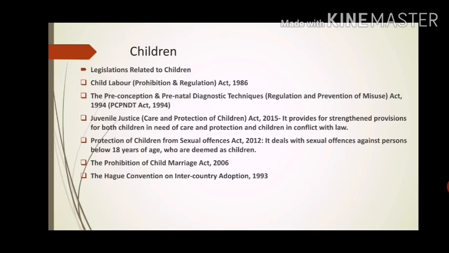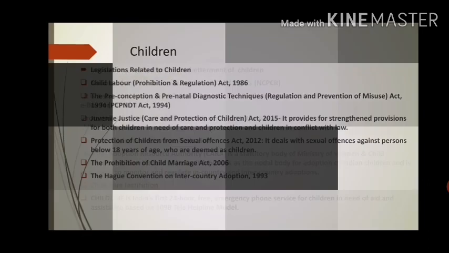Then the Protection of Children from Sexual Offences Act 2012 is also very important. Then the Prohibition of Child Marriage Act of 2006. Then the Hague Convention on Inter-Country Adoption, which allows for the adoption of children from various countries.